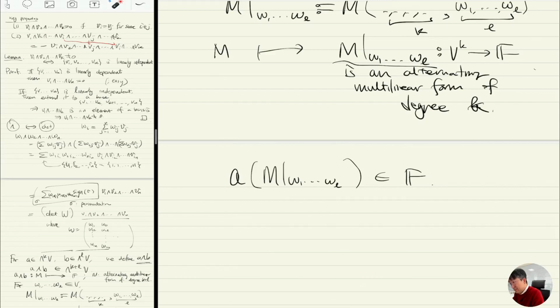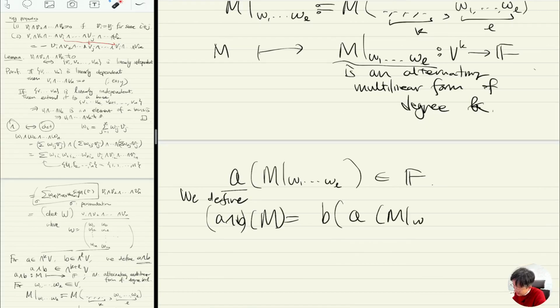Right? Because A is a vector in the k-th exterior power, and whenever we have an alternating multilinear form of degree k, it maps it into a value in the field. So we define A wedge B of M as what? Now, B of, we define this way.